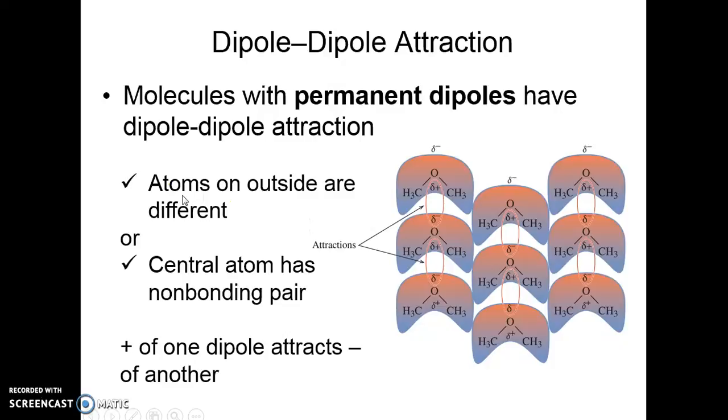The atoms on the outside of a molecule are one way of recognizing a molecule that is polar. Or if the central atom has non-bonding pairs, one or two non-bonding pairs or even three. So if I were to draw the Lewis dot structure of this molecule right here, you would find that oxygen has two non-bonding pairs on it, and that's how we can identify that it is a polar molecule.